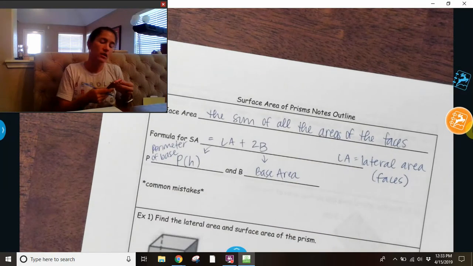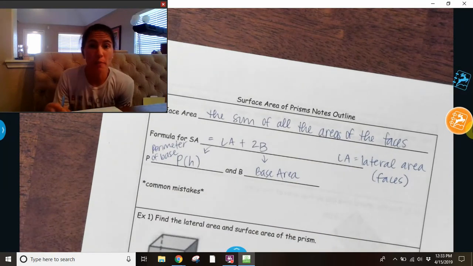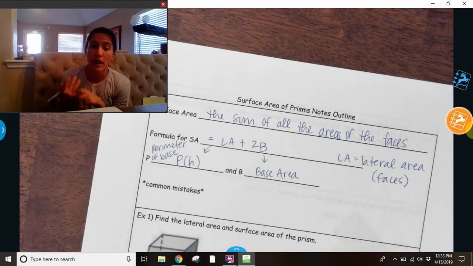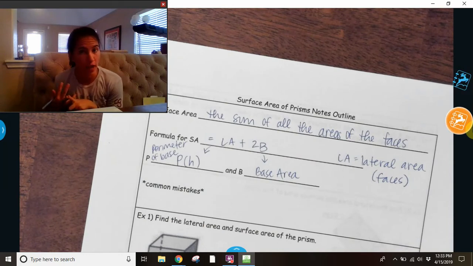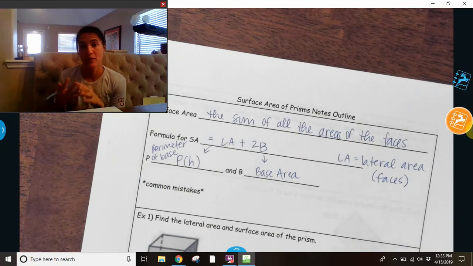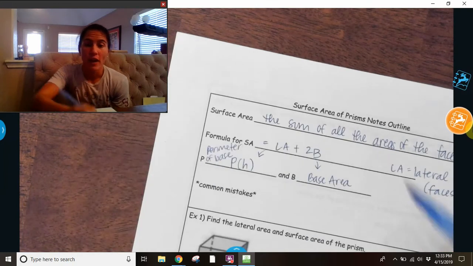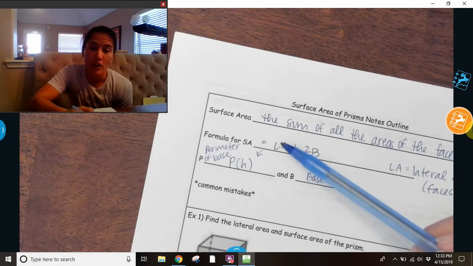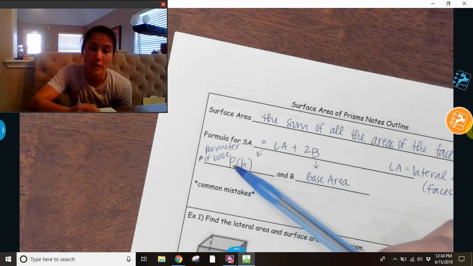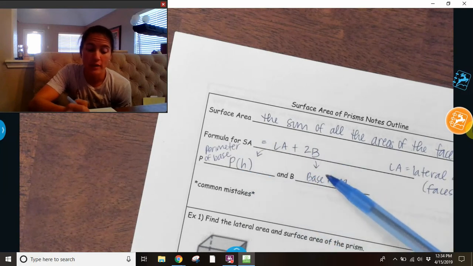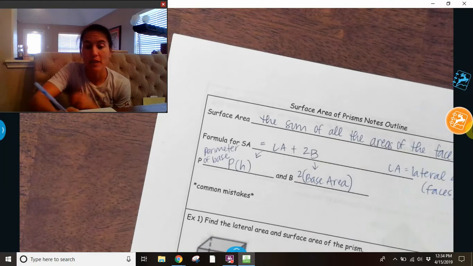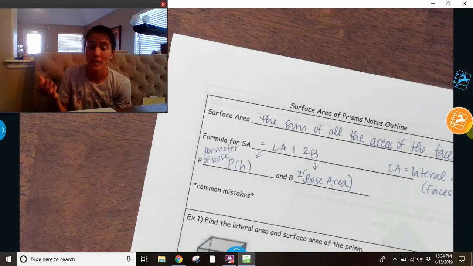So depending on what the shape of the base is, if the base is a rectangle, the area of a rectangle is length times width. If the base is a triangle, the area of a triangle is 1/2 base times height. So that's why you need to know your area formulas for your different shapes. The area of a circle is different, and so that's another one. So LA plus 2B, and then we're going to break down LA. The lateral area is the perimeter of the base times the height, and then twice the base area. And it's twice because there's 2 bases on a prism. There's 2 bases, and the bases are parallel to each other.